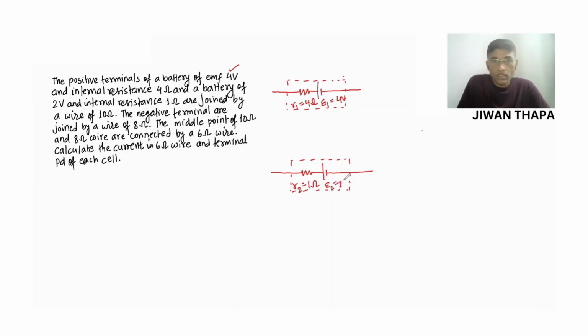E2 equals 2 volt. And what we find, the positive terminals of the battery of EMF 4 volt and internal resistance 4 ohm and the battery of 2 volt and internal resistance 1 ohm are joined by a wire of 10 ohm. So the positive terminals are joined by a wire of 10 ohm. So we have this 10 ohm. The negative terminals are joined by a wire of 8 ohm. The middle point of the 10 ohm and 8 ohm wires is connected by a 6 ohm wire. So the middle point of this is connected by a 6 ohm wire.